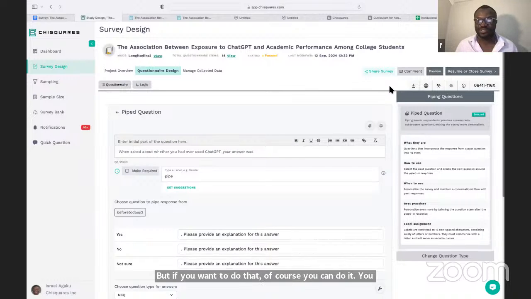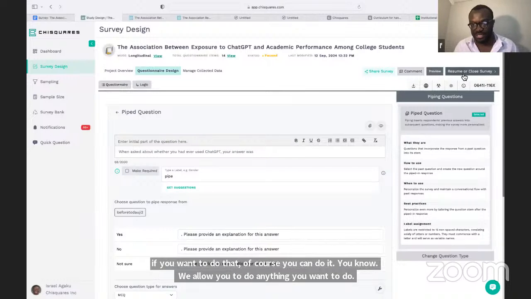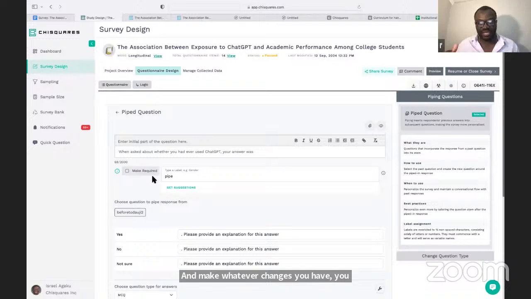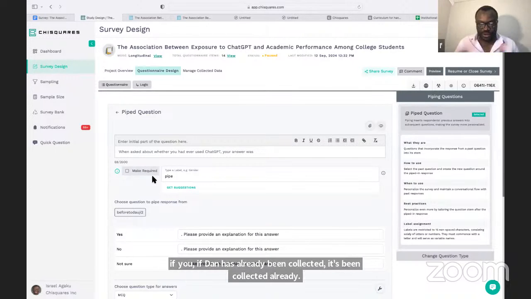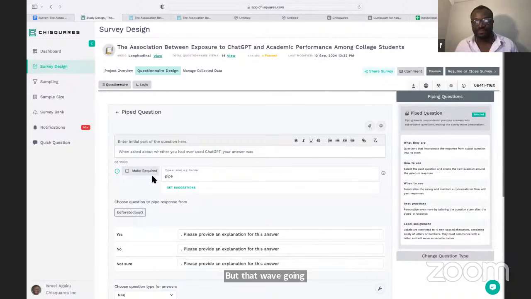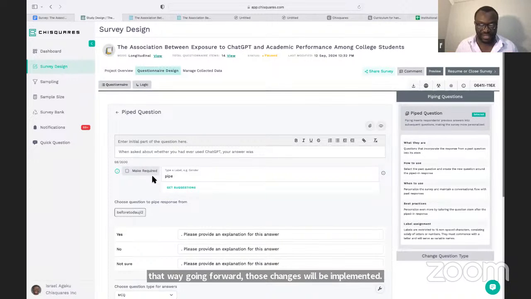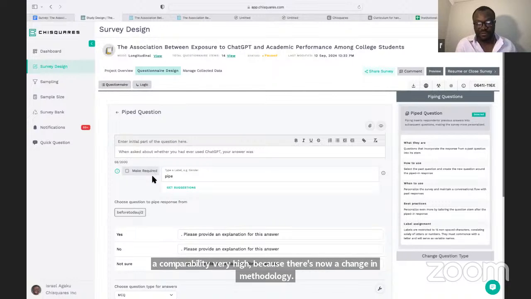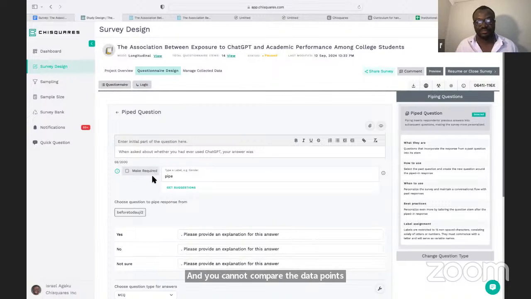We allow you to do anything you want to do. You can just pause the study and make whatever changes you want to make. And those changes will be implemented immediately. Obviously, if data has already been collected, it's been collected already. But that wave going forward, those changes will be implemented. But like I said, that's something you really want to avoid, because it makes data comparability very hard. There's now a change in methodology and you cannot compare the data points before versus after that change.